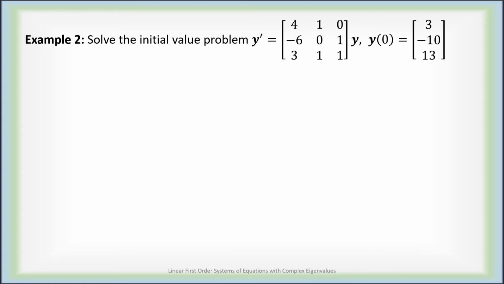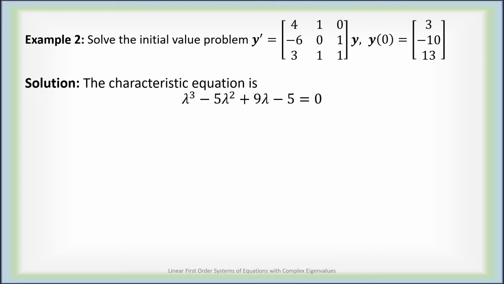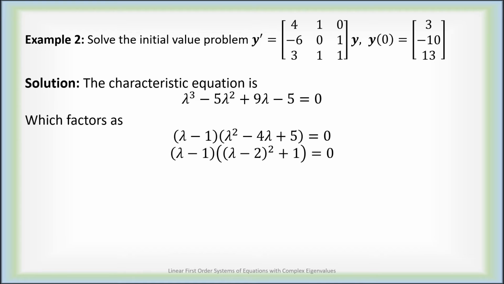For our second problem, let's solve an initial value problem. Y prime is the given system, and y of 0 is the given column. Now the characteristic equation of that 3 by 3 matrix is lambda cubed minus 5 lambda squared plus 9 lambda minus 5 is 0, which factors as lambda minus 1, lambda squared minus 4 lambda plus 5 equals 0, which itself is seen to be an irreducible quadratic of the form lambda minus 2 squared plus 1.